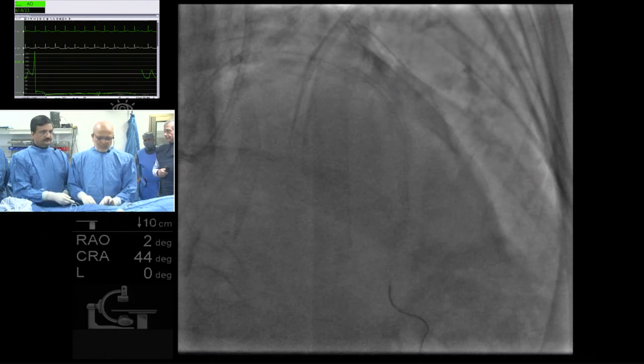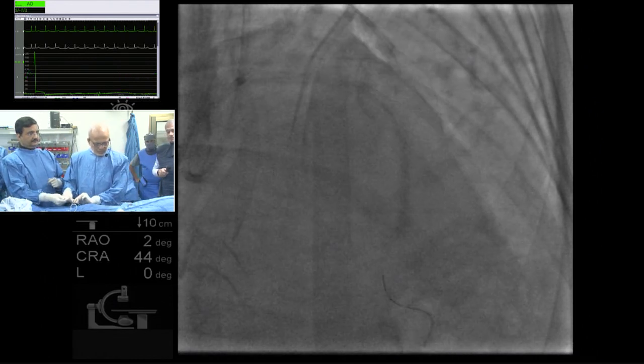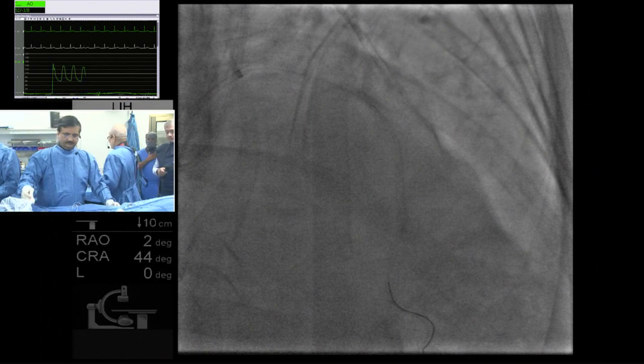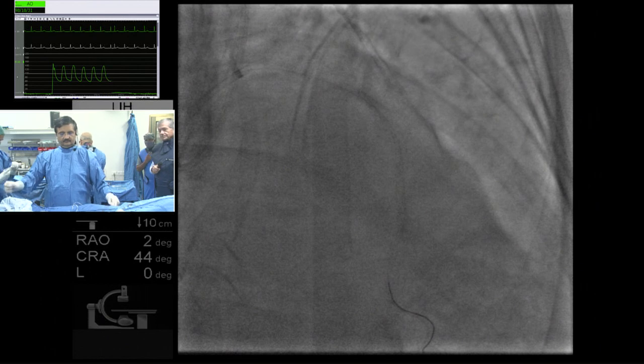22. 3 by 22. Yes. So you're going to go almost all the way back to the very proximal. Yes. Because there is no choice with us, Mauricio. It's very diffusely diseased.